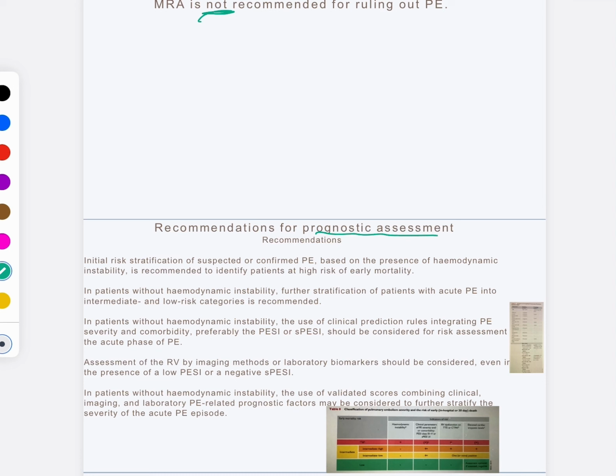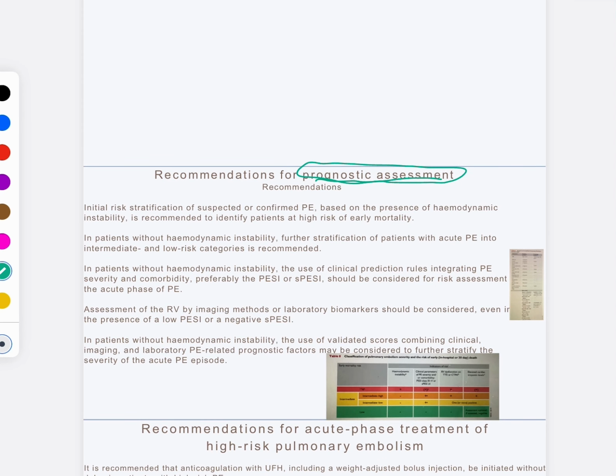Now, prognostic assessment. Up till now we were discussing diagnosis; now we will focus on prognostic assessment. Initial risk stratification of suspected or confirmed pulmonary embolism based on the presence of hemodynamic instability is recommended to identify patients at high risk of early mortality. So if the patient is hemodynamically unstable, you have to classify them to find out if they are at high risk of early mortality or not.